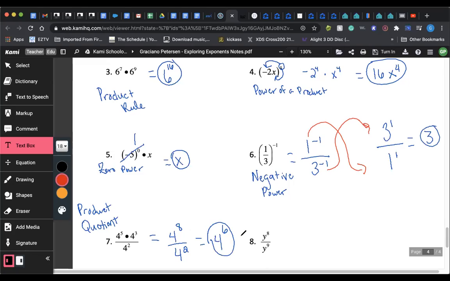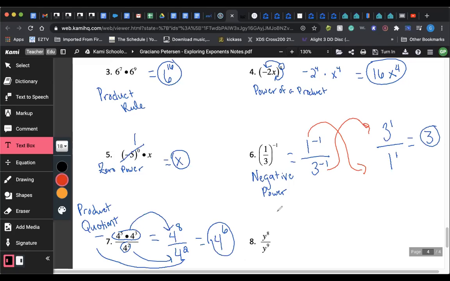Does everybody see what I did? Okay. So we just simplified this part first to get the 4 to the 8th. And we kept the 4 to the 2. We just moved it over. And then to simplify that, we used the quotient rule. We applied the quotient rule here in the second step. So 8 minus 2 gives us 4 to the 6th.